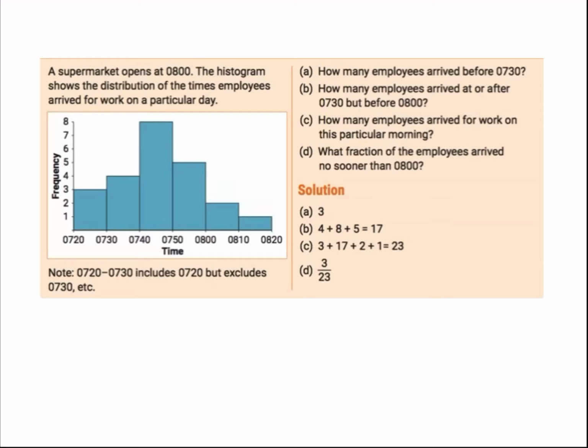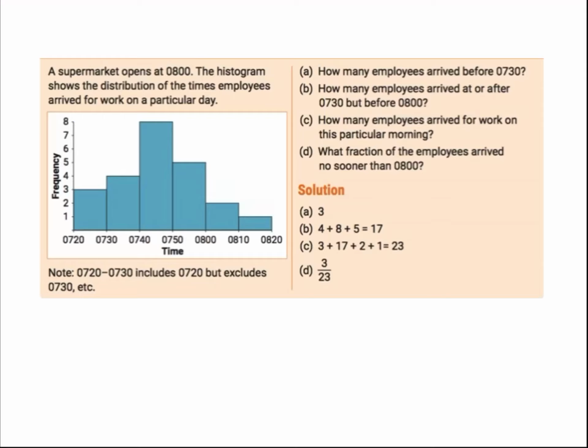Part B says, how many employees arrived at or after 7:30 but before 8 o'clock? So what I need to do is go from 7:30 all the way up to 8 o'clock and add all those people together. I can see that the 7:30 to 7:40 bar is 4 people, so that's 4. 7:40 to 7:50 is 8 people, so I'm going to add 8 to it. And then 7:50 to 8 is 5 people. So I'm adding the 4, the 8 and the 5 together to give me 17.